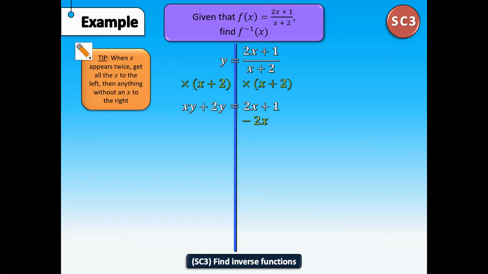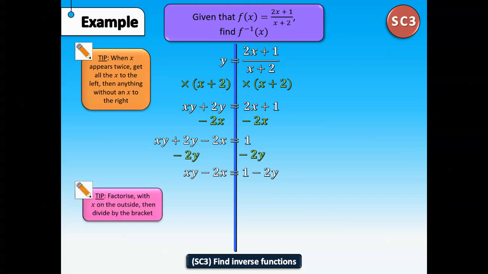Then I get my x's on one side, so I can take 2x off that side and take 2x off that side. Then I get my y on the other side, so I take 2y off that side and take 2y off this side. So I have xy minus 2x equals 1 minus 2y.